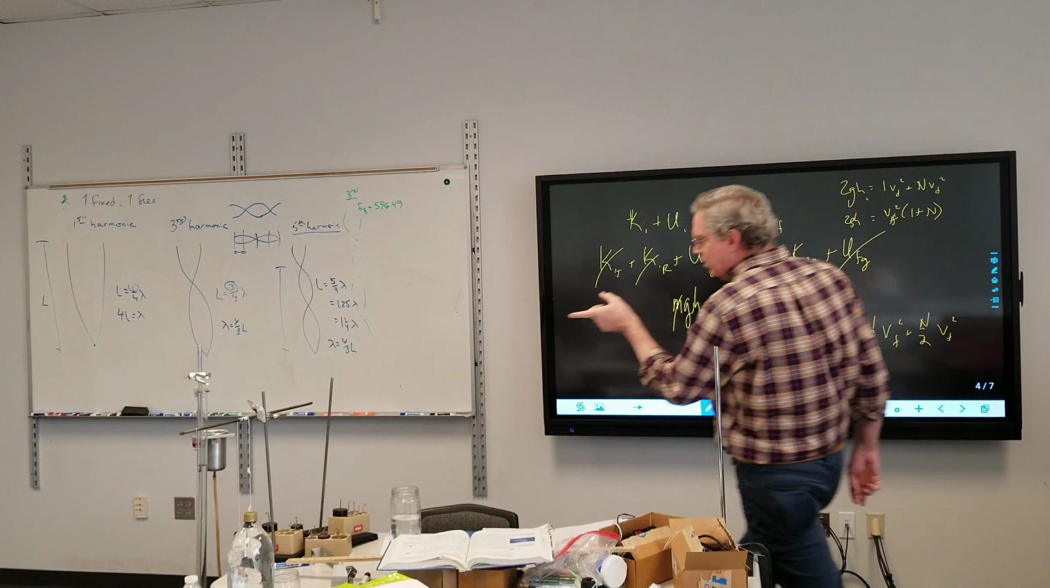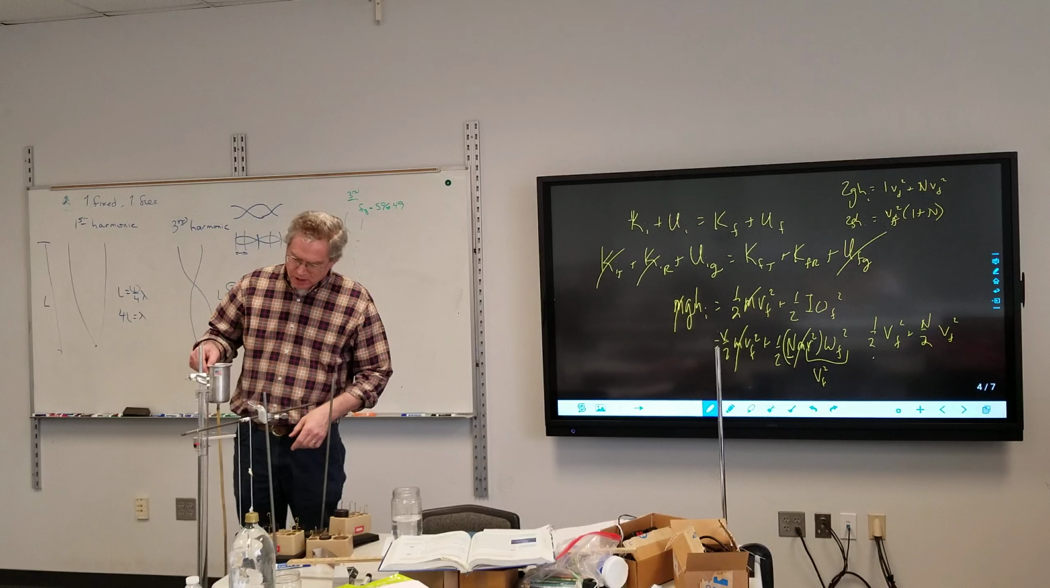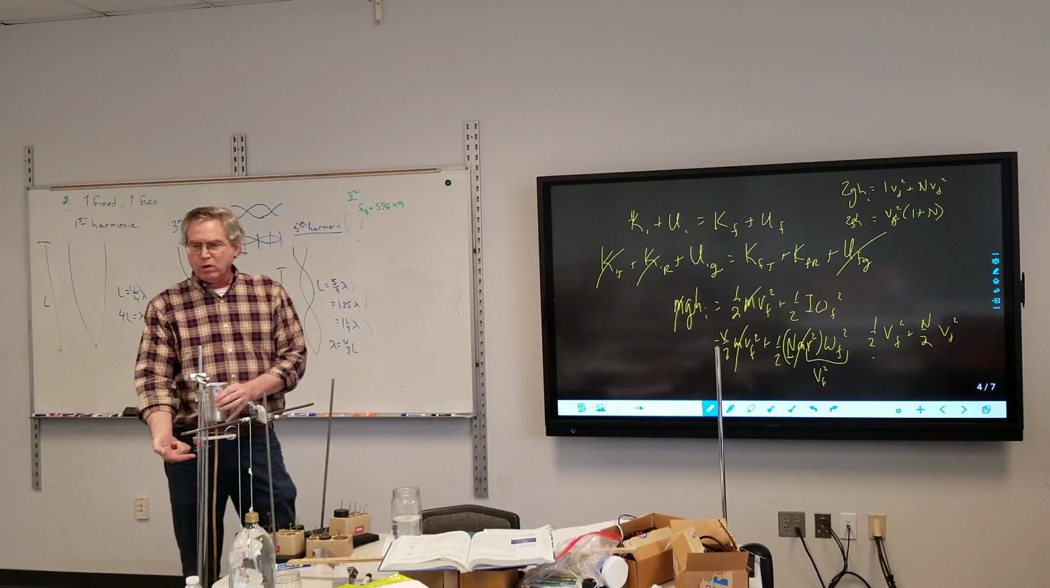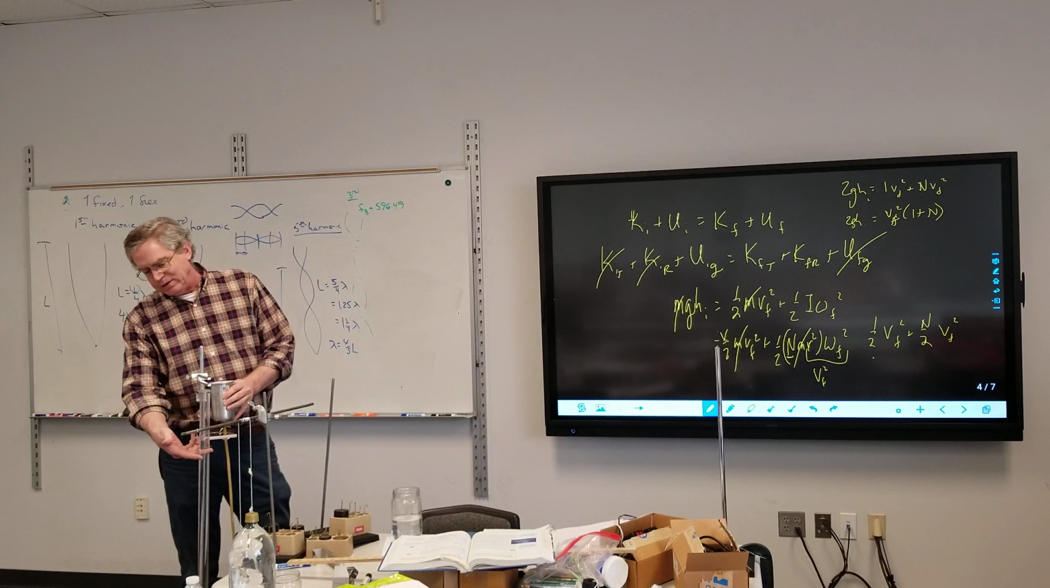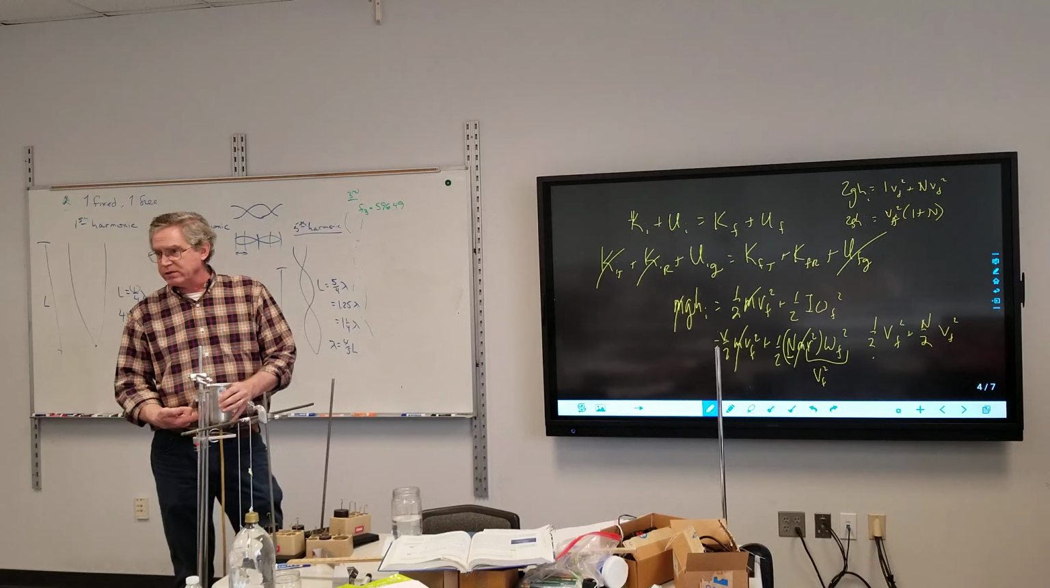So I can adjust the water level in this by just moving this up and down, assuming there's no clog in there, which I hope there's not. So you notice the water level is rising. It's going to rise up until the water level here and here are the same.